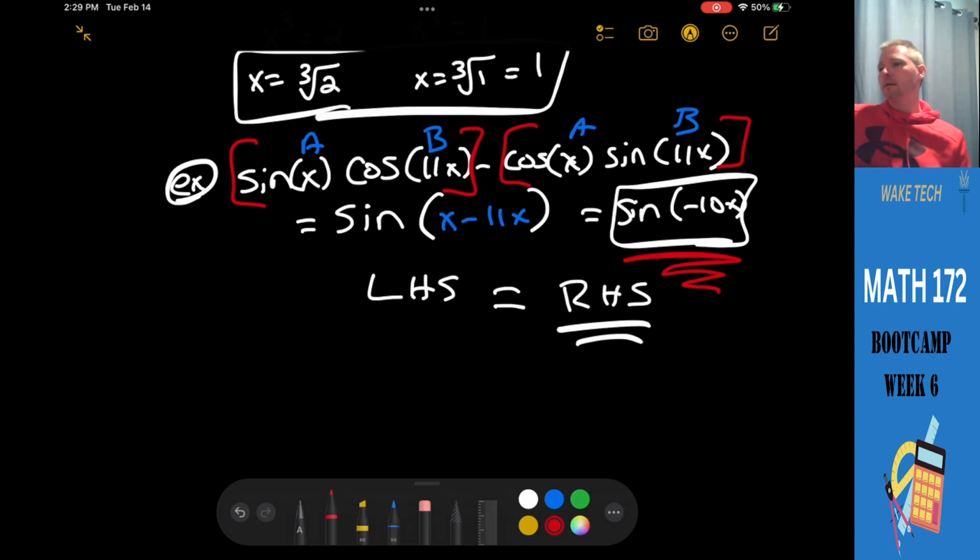Yeah, it definitely took me longer to get through it. But that makes sense. Thank you. So you got this answer using the product to sum identity? Yes, but I just wasn't sure if I did it right. No, I mean, if you got sine of negative 10x, that's fine. You didn't do it wrong. Okay, awesome. Thank you. You're welcome.